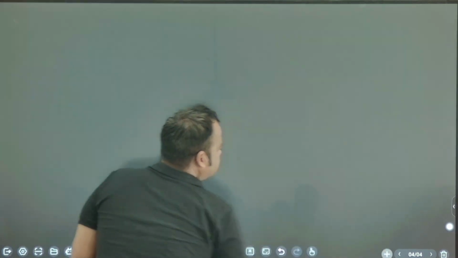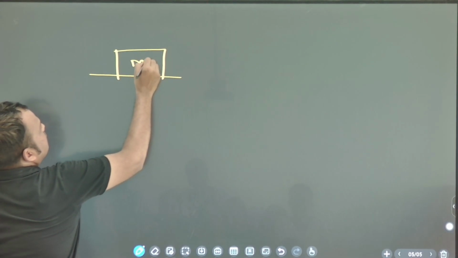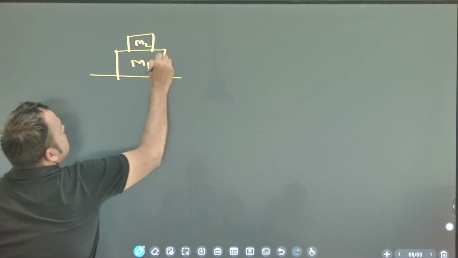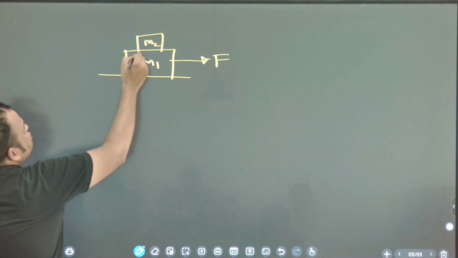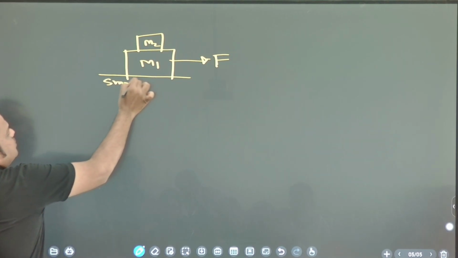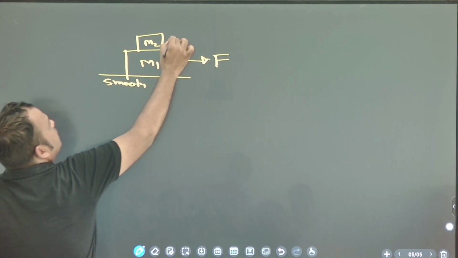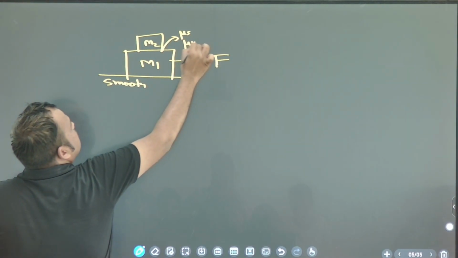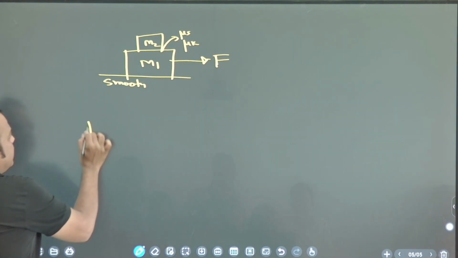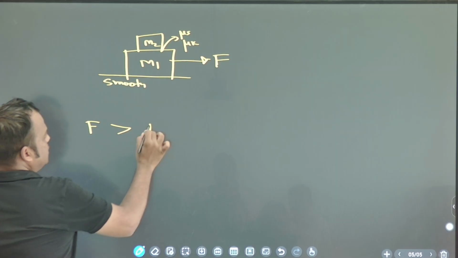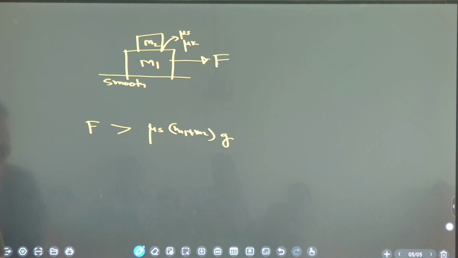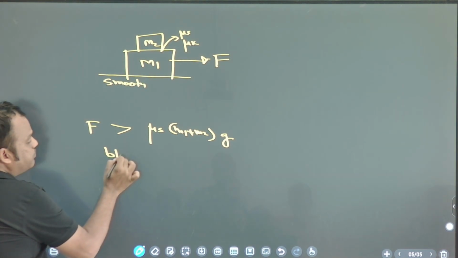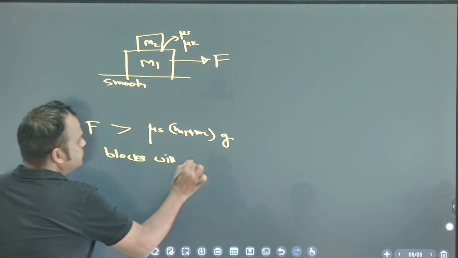Okay, next page. Suppose this is M1, this is M2. You are exerting force F. This surface is smooth. Now here it is rough, with mu S and mu K. And F is greater than mu S (M1 plus M2) into G, so blocks will slip.